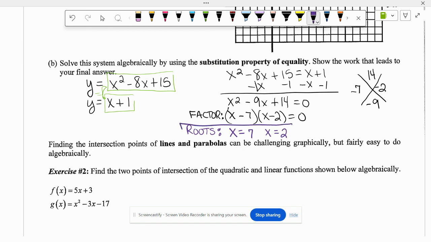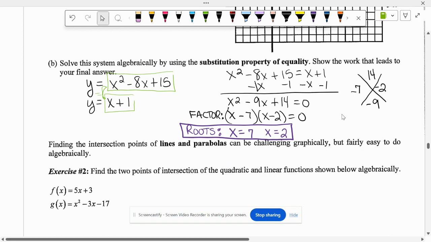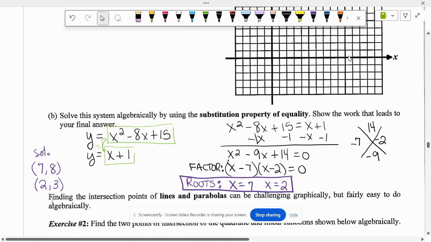So this is me solving it algebraically, but not really. I just know what my x values are. I have to plug them back in and figure out what the y value is. So if x equals 7, well, what is 7 plus 1? 8. So that's my first solution, my first ordered pair. If I let x equal 2, what's 2 plus 1? Okay. So those are the two solutions. I'm going to plot those two points on my graph right now, 7, 8 and 2, 3.